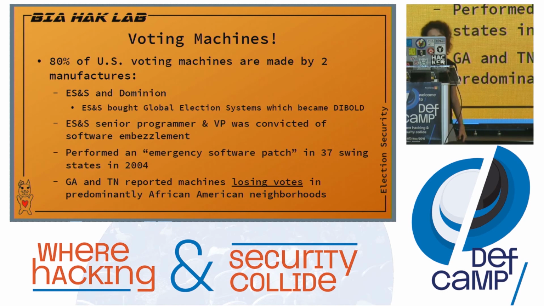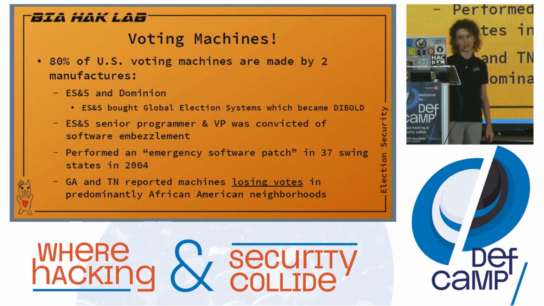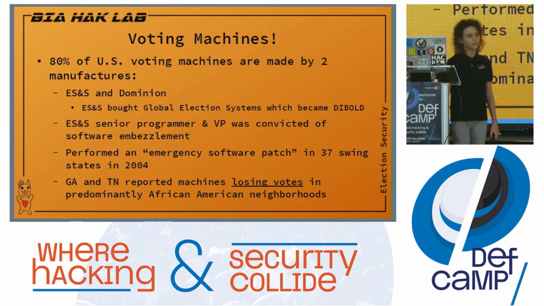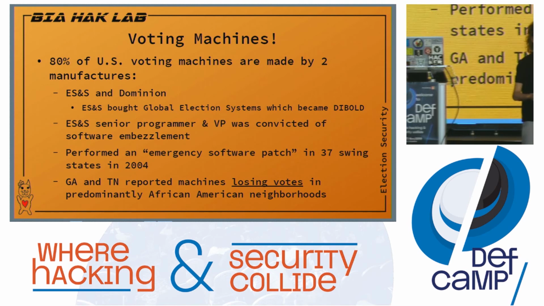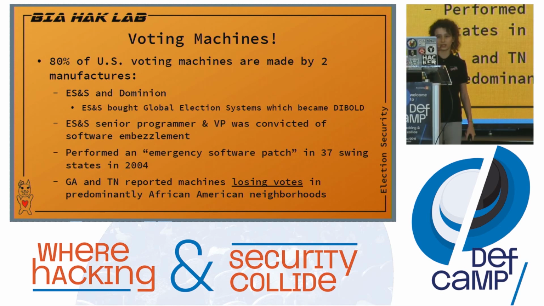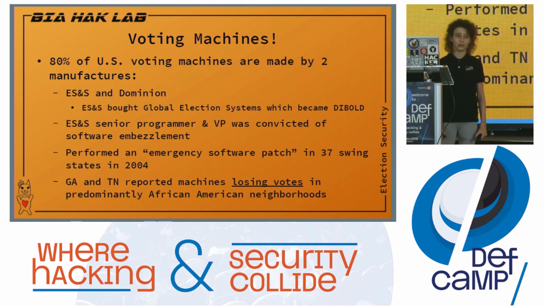ES&S bought Global Election Systems, which became Diebold. Ugh, they're so insecure, as you'll see soon. ES&S senior programmer and VP was convicted of computer software tampering and embezzlement. In 2004, they performed an emergency software patch in 37 swing states. These are key states that could swing the election one way or the other. I wonder why they only did it in the swing states. Something's fishy there. Then Georgia and Tennessee have reported machines losing votes in predominantly African American neighborhoods. Now that just doesn't sound right.